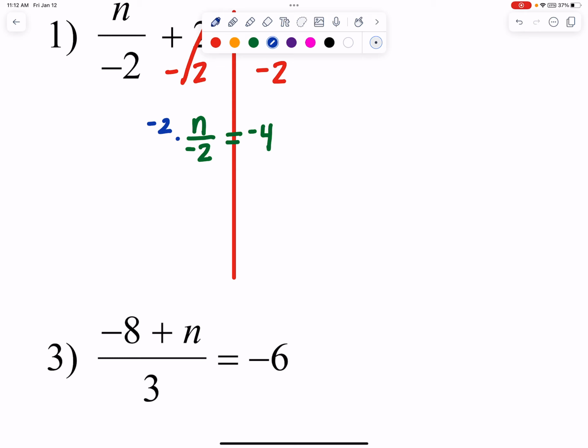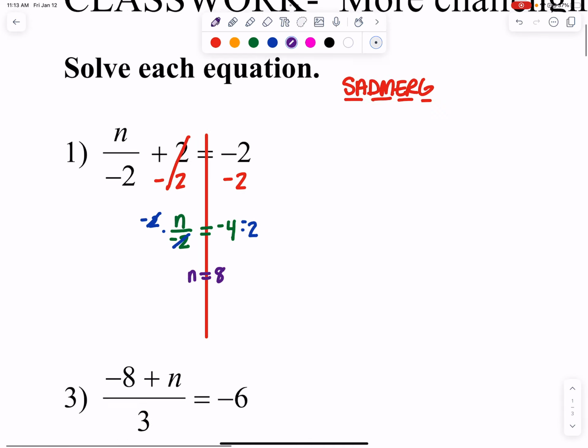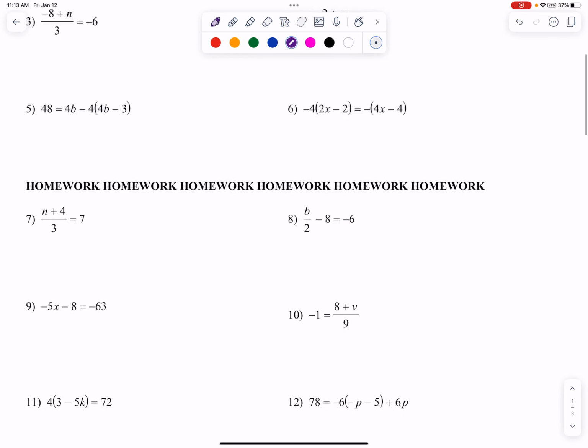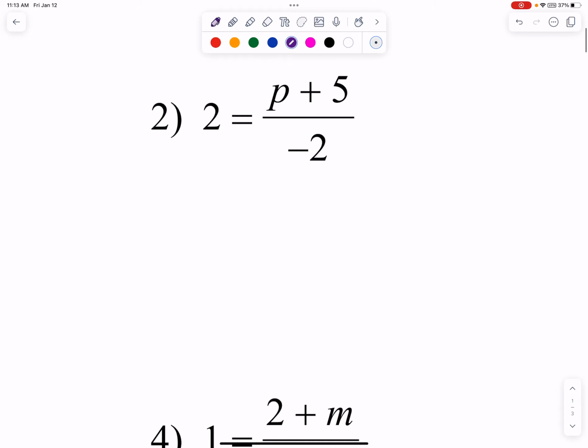Notice where that goes. When we're multiplying, we put it to the left or right of the numbers, and it's in the numerator. Okay, so times -2. That way you can see the numerator divided by the denominator cancel each other out. And we're left with n equals negative times a negative is a positive, so n equals 8 for number one. The quick check would be to slide down. Yep, we got 8, so we're good. Okay, over to number two.